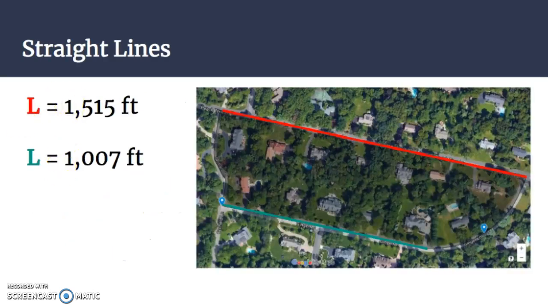Along with these 2 curves, I also have the 2 straight lines to account for. The red line on Peachtree Lane is 1,515 feet, and the green line on Ginger Lane is 1,007 feet. I used the Google Maps ruler application to find these lengths.